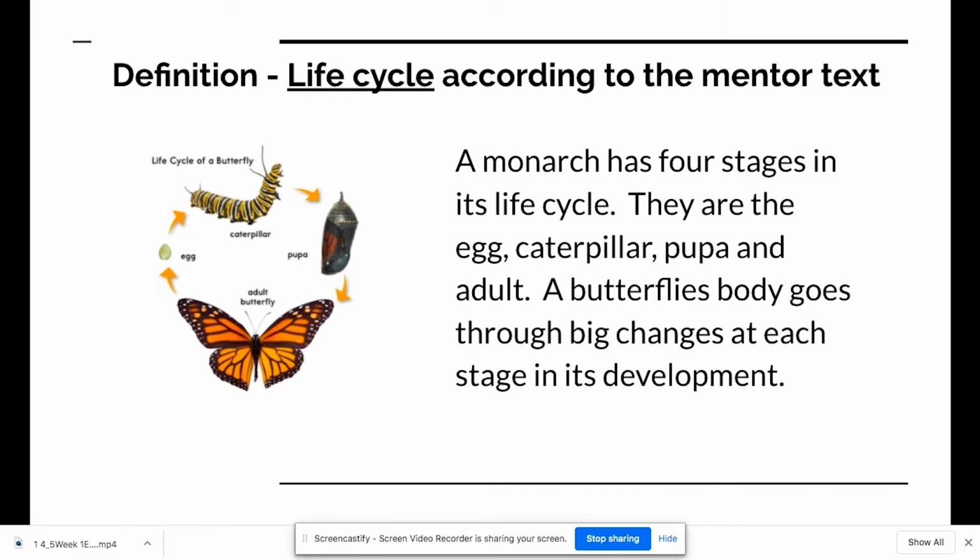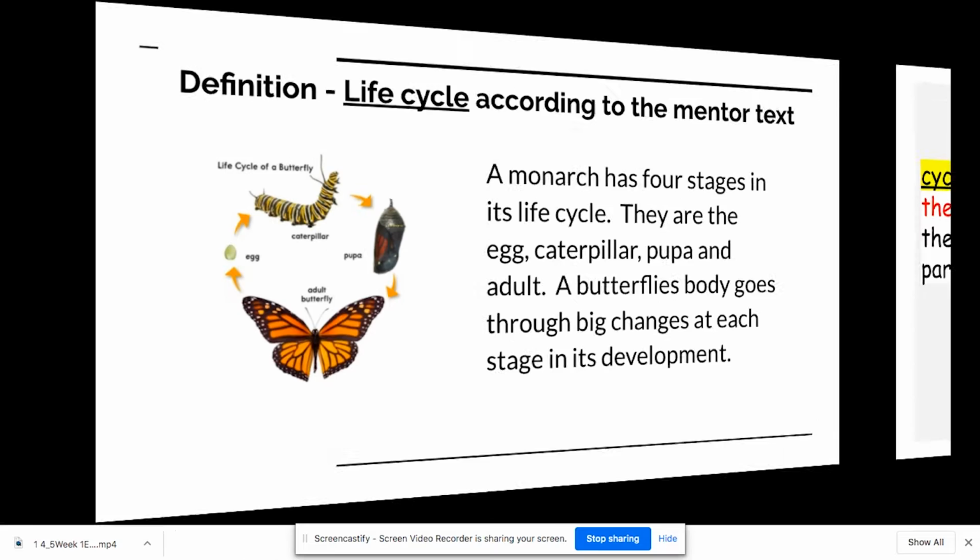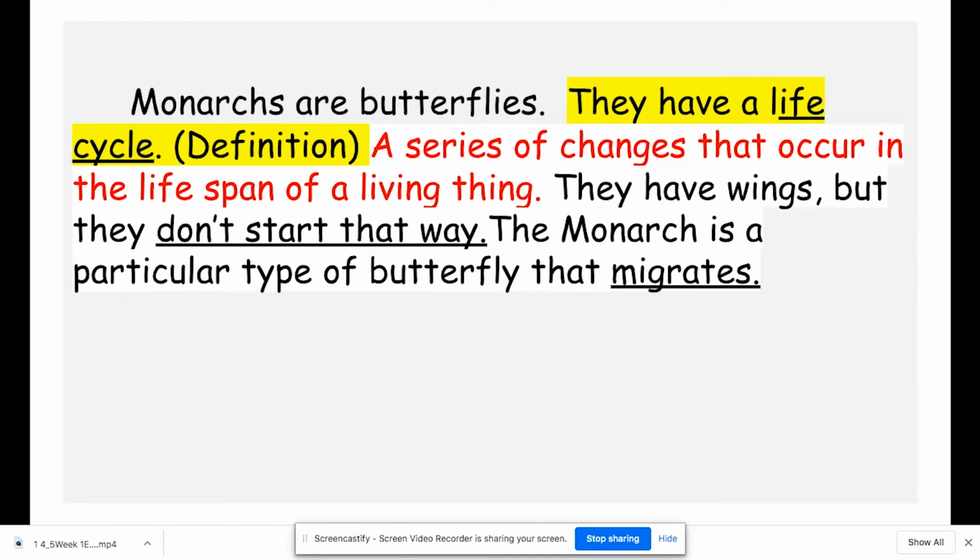A butterfly's body goes through big changes at each stage in its development. So we can add that in our own words as a definition. So they have a life cycle, a series of changes that occur in the lifespan of a living thing. Now, for the next part, they have wings, but they don't start that way.